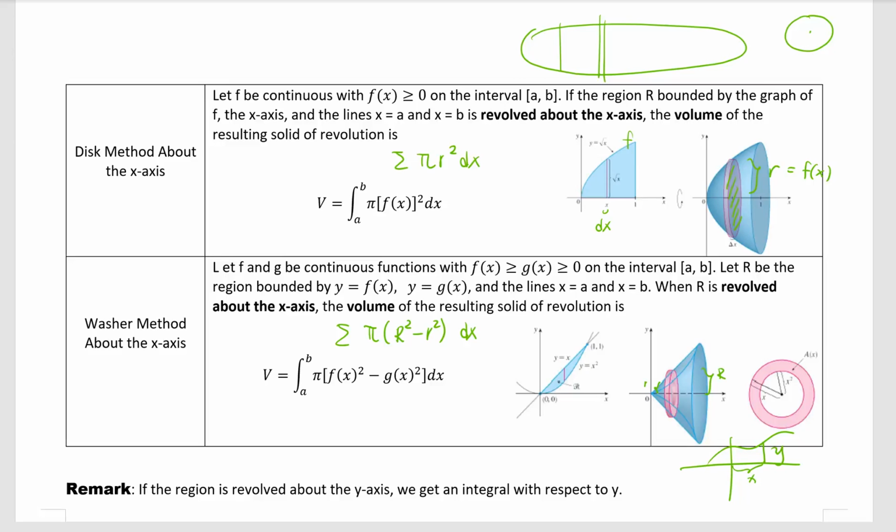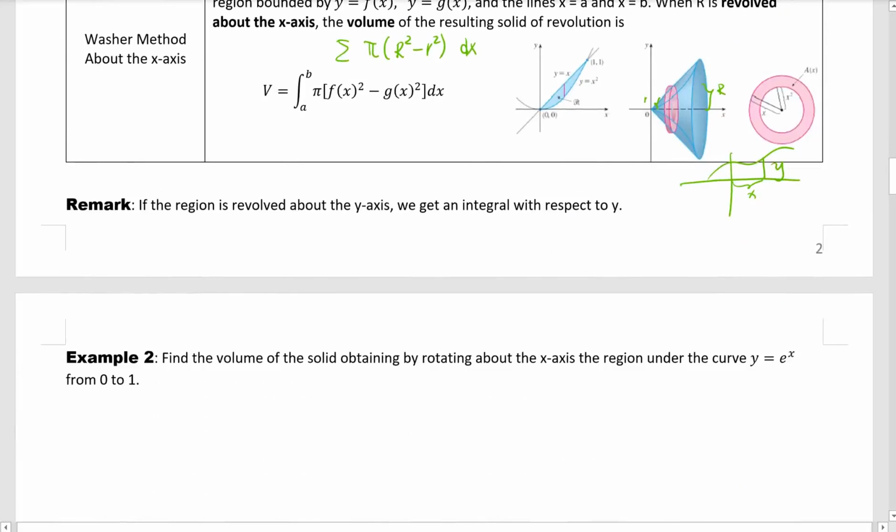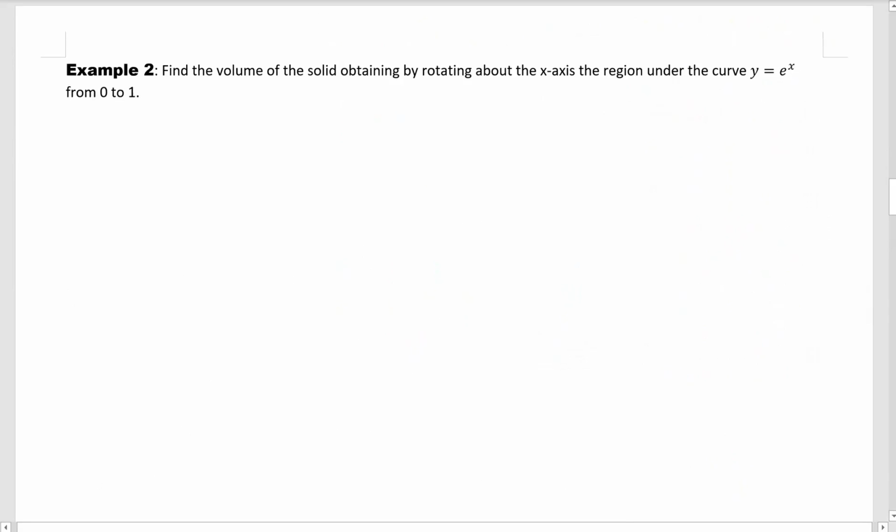So today we will do tons of examples, and I will teach you how to think, and how to decide which method to use and whether we want an integral with respect to x or with respect to y. So are you ready? Okay, let's start. Example 2.